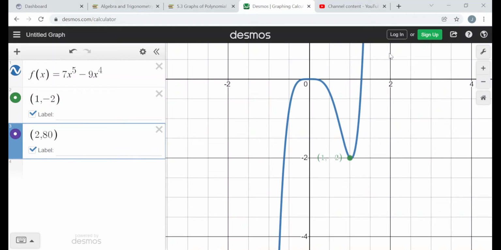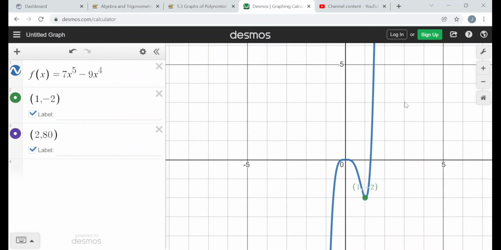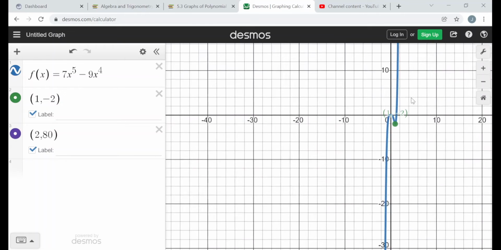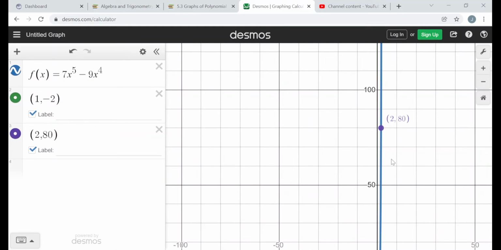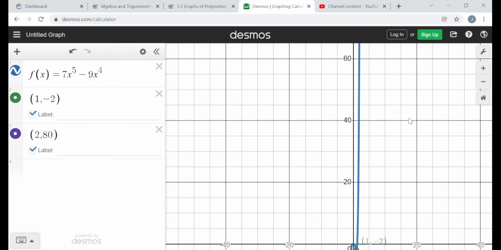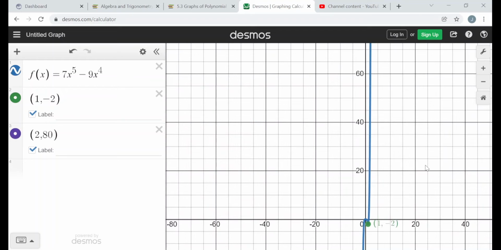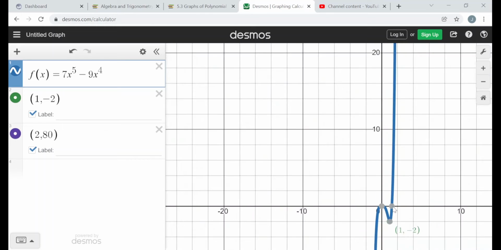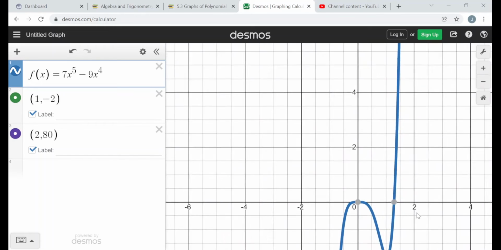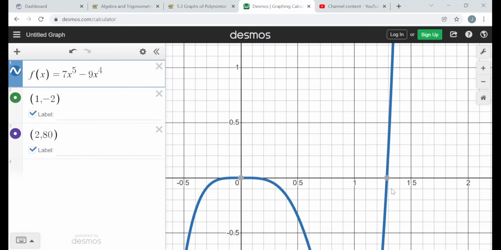Let's zoom out quite a bit, till we see the point (2, 80). It's way up there. There it is. So you're seeing from (1, negative 2) to (2, 80), and it's continuous. It's got to cross somewhere, at 1.286, right? It's got to cross at some value between 1 and 2, which it does, right? And it actually only crosses once, right?